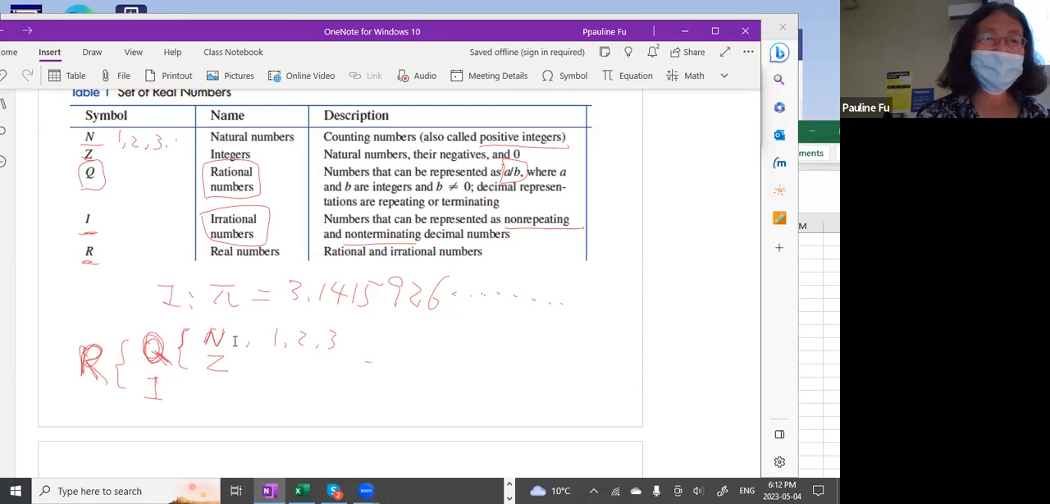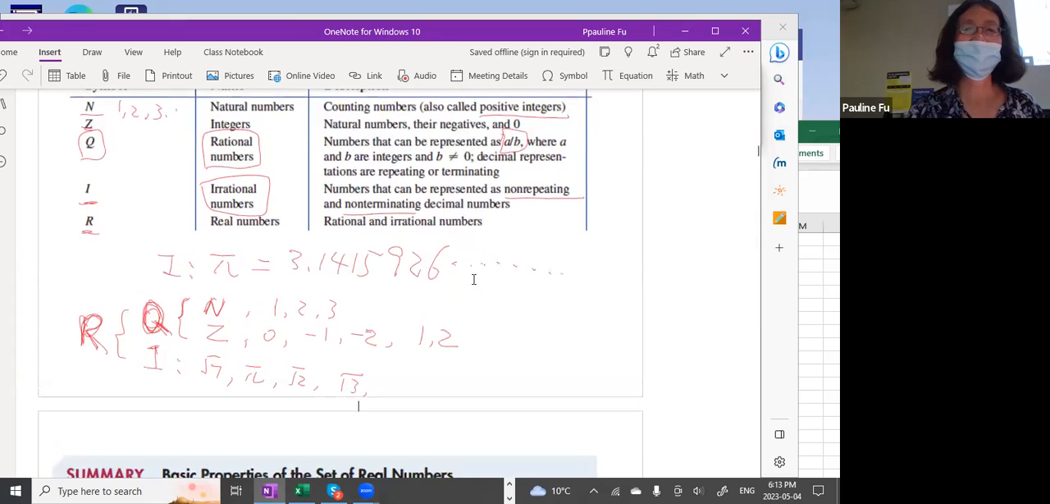The other example is the integers. For example, 0, -1, -2, 1, 2. Those are integers. So 0 is an integer. 0 is also a rational number Q. 0 is also a real number R. Irrational number examples: square root of 7, pi, square root of 2, square root of 3, etc. Those are irrational numbers. Any questions?